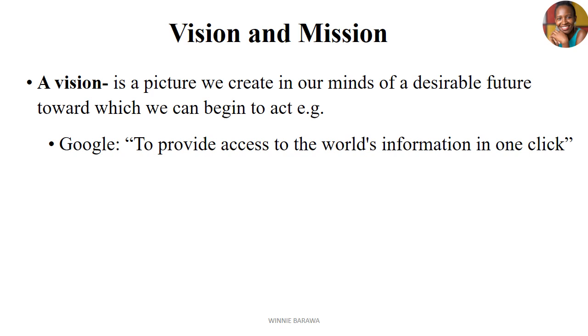So being a picture of what is in our mind, wishing to act or to bring to reality, let's use the example of Google. So Google, its vision statement says, the vision is to provide access to the world information in one click. That's Google's vision or vision statement. Very short, straightforward, and it brings out a picture of what they want to do in the world. The main vision for them is to provide access to the world information in one click.